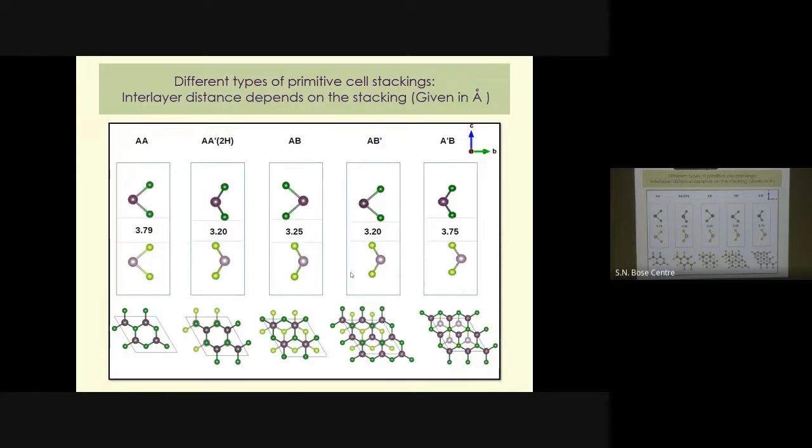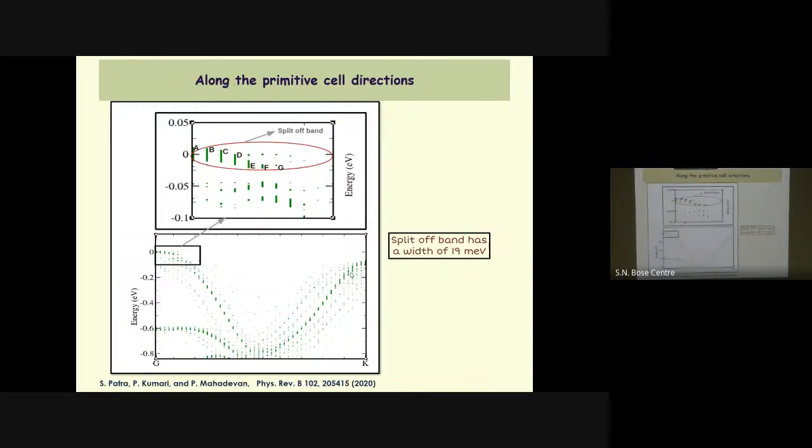Okay, that is, these are the small unit cells, and even over here, when you have a region which is largely of this high symmetry type, even there you find a similar kind of interlayer distance. Okay, so now we did the same analysis, and again, what we have here is a band which is separated out from a set of dispersing bands over here. And this band has a very small width associated with it.